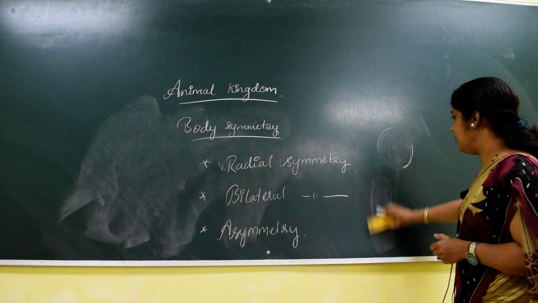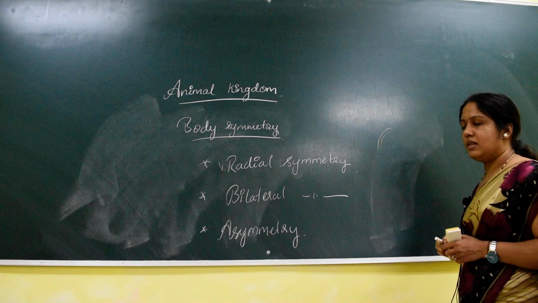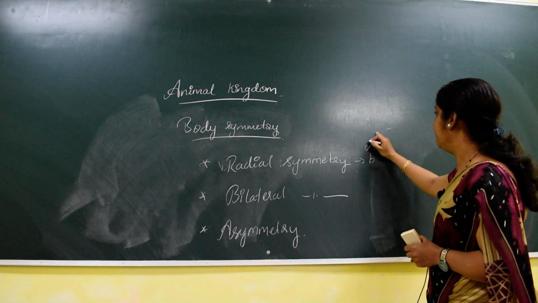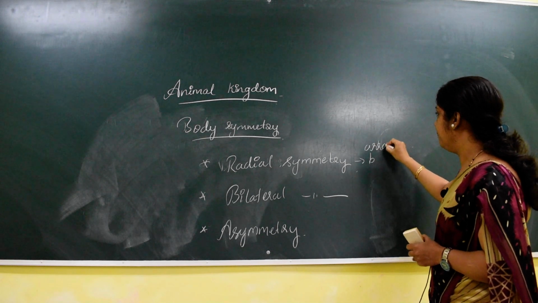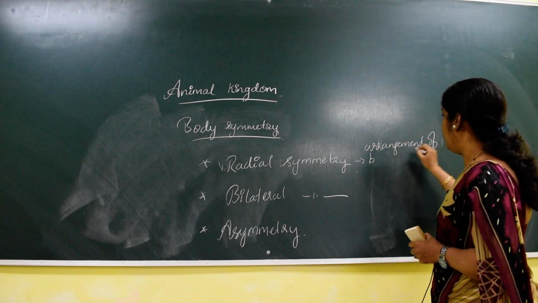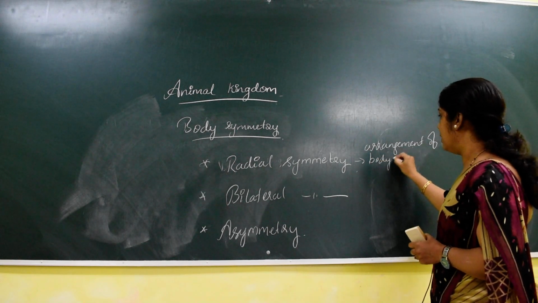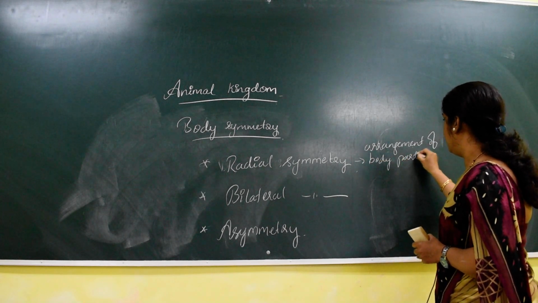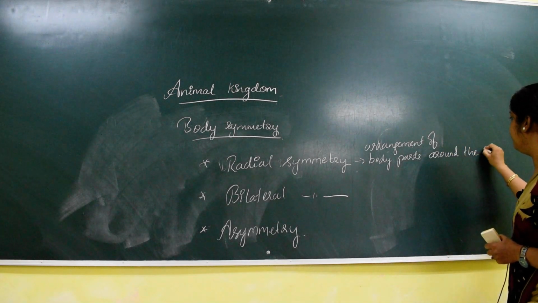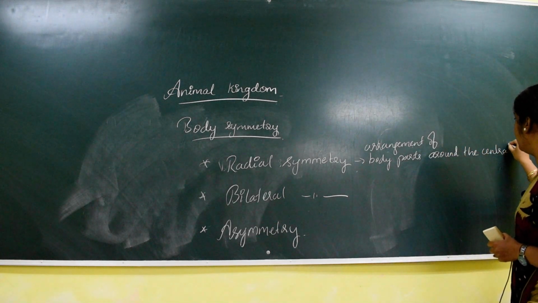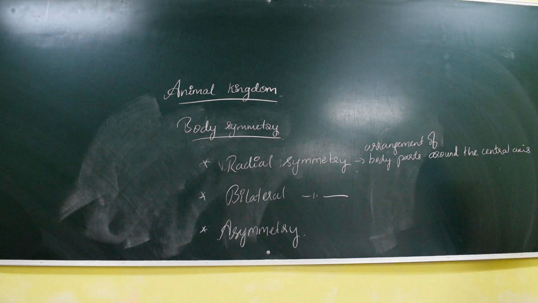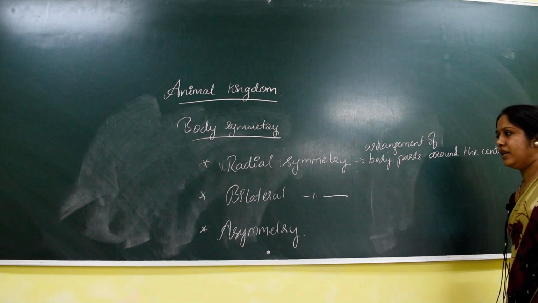So what is radial symmetry? It is the arrangement of body parts around the central axis or around the central point. That is called radial symmetry.